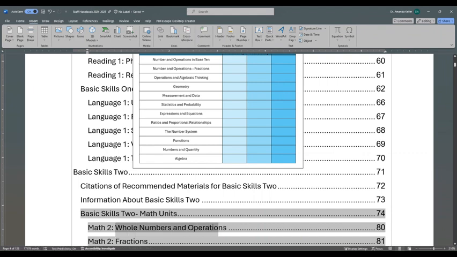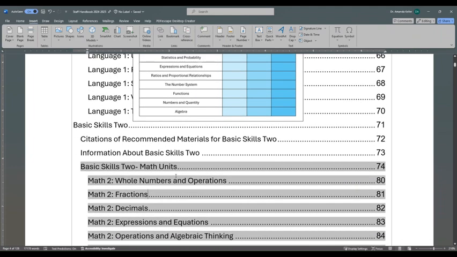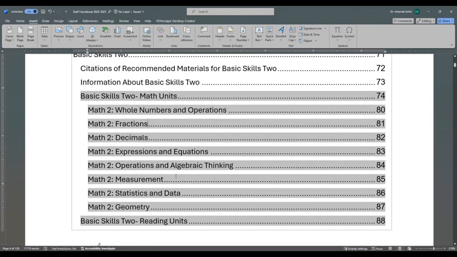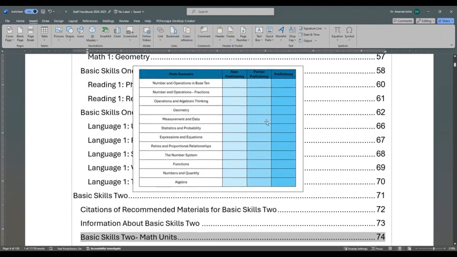unit, whole numbers and operations. That coordinates to numbers and operations in base 10. Fractions is the next one. So the domains in this blue chart match the domains in this lesson plan. You remember all of the levels have geometry, so you can never go wrong with geometry. But you need to look at this blue chart to know which skills your students missed on the test.